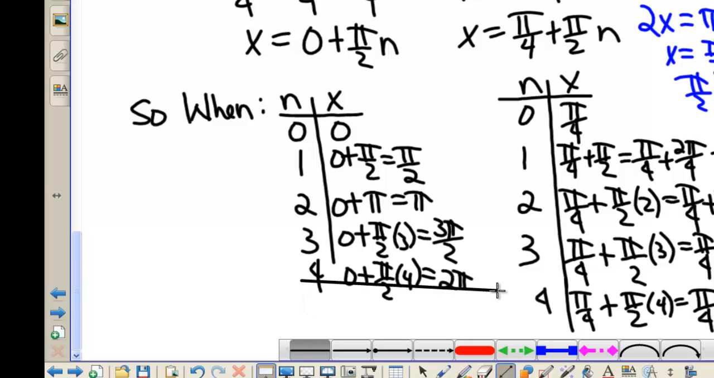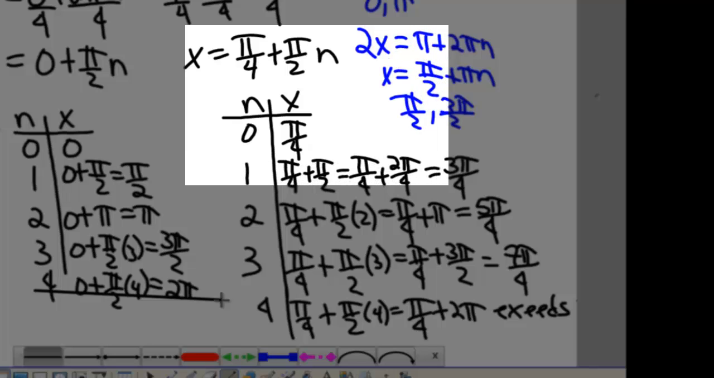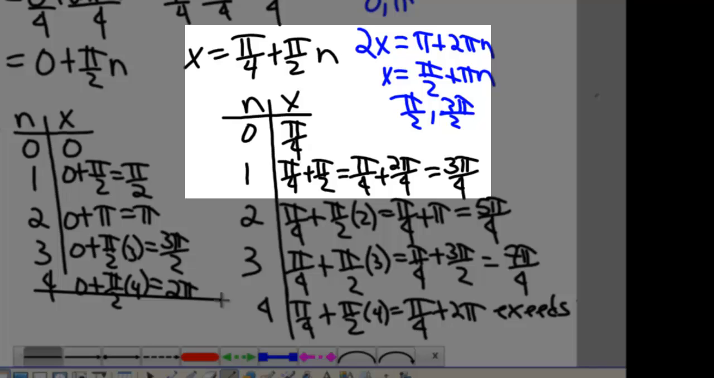And I don't have to go any farther in my chart. Now when I look at x equals pi over 4 plus pi over 2n, again, when n is 0, I get a solution of pi over 4. When n is 1, that's pi over 4 plus pi over 2. And when I get a common denominator of 2 pi over 4, I get 3 pi over 4.